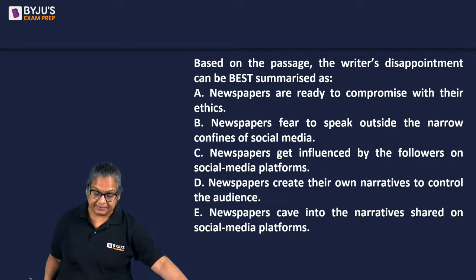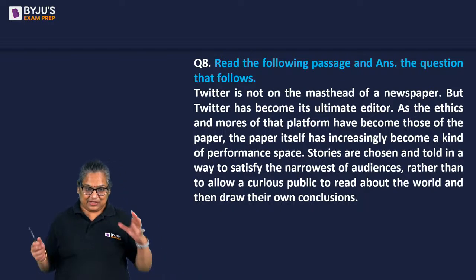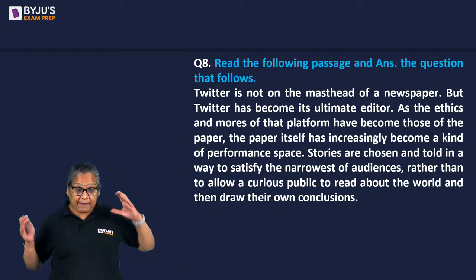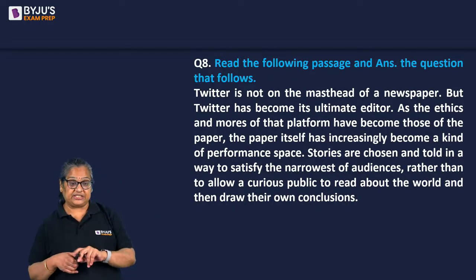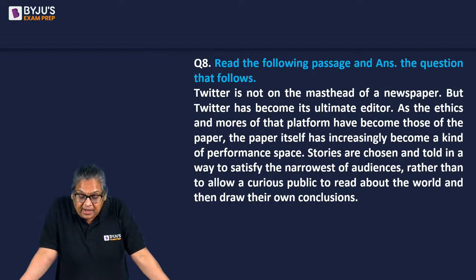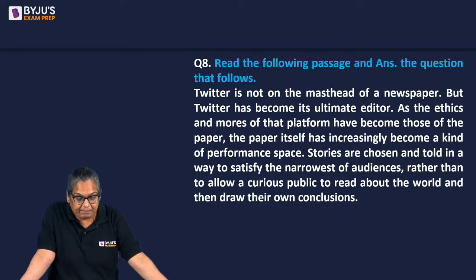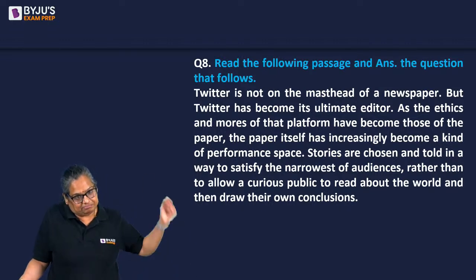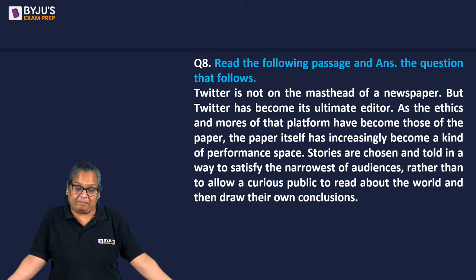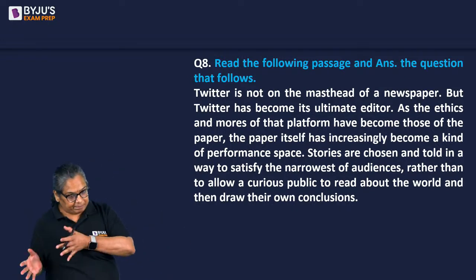Let's read the question. Best summarizes the author's disappointment. So sum up the author's point, especially his disappointment. Twitter is not on the masthead of a newspaper, but Twitter has become its ultimate editor. Okay? So Twitter is dominant in the press. As the ethics and mores of that platform have become those of the paper itself has increasingly become a kind of performance space. Twitter is dominating newspapers.